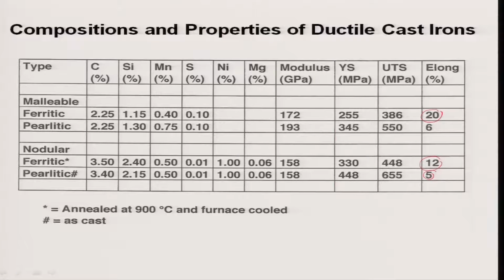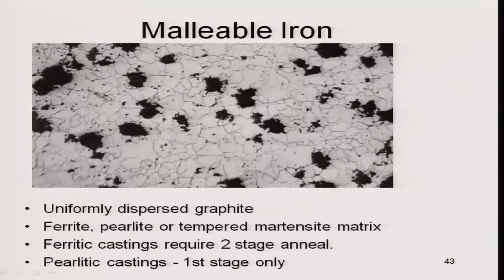Strength wise you do not lose much, it is 158 GPa, sorry, this is modulus. Strength wise you gain a lot, 448 or 655 you can see, as compared to malleable iron. Malleable iron we will discuss, and then we can come back to this table again. So, basically we get a good combination of strength and ductility by making the spherical graphite iron.